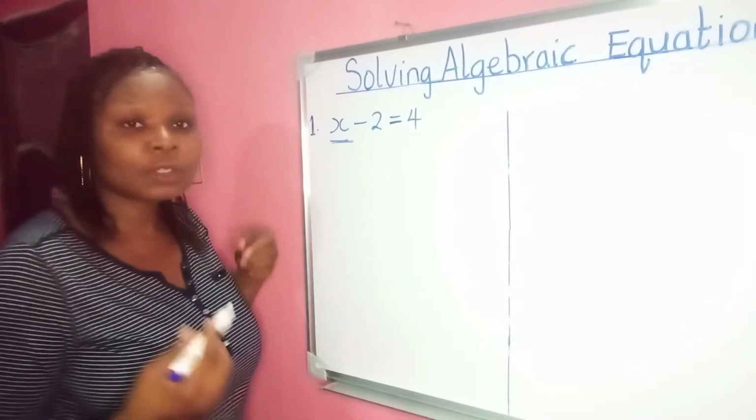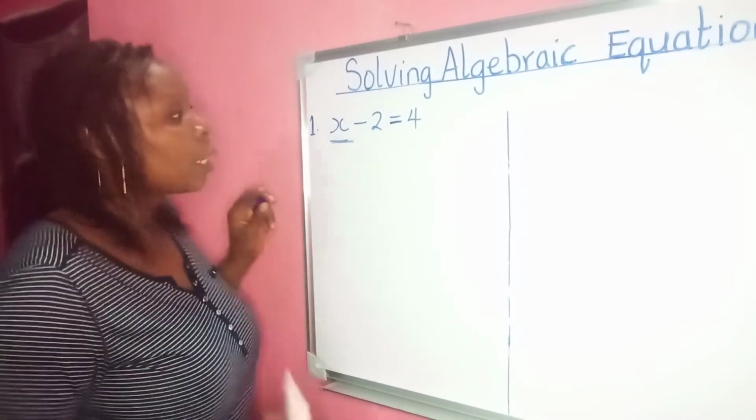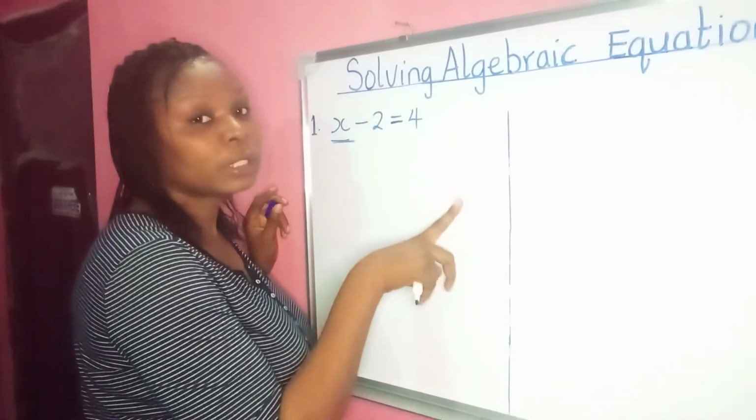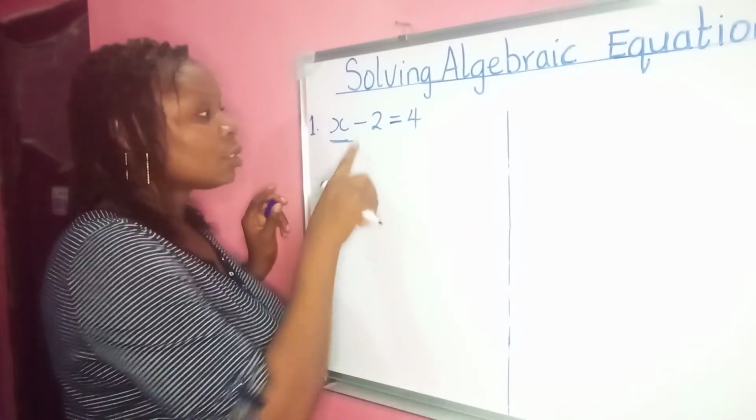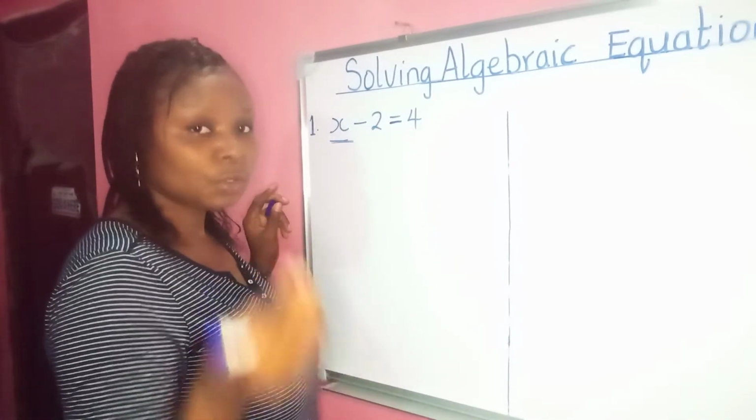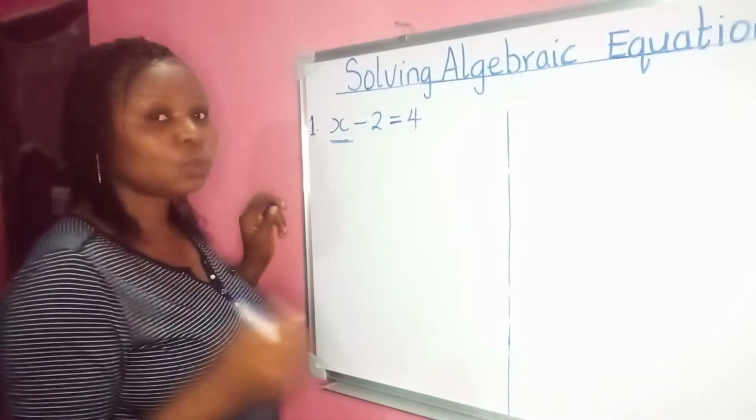Okay, doing that, you have to follow the rules of algebra. Since 2 is a negative number, it has to move to the other side of the equality sign, and the sign changes. Since it is negative 2, if it moves over here, it becomes positive 2. Okay, so let's do that.